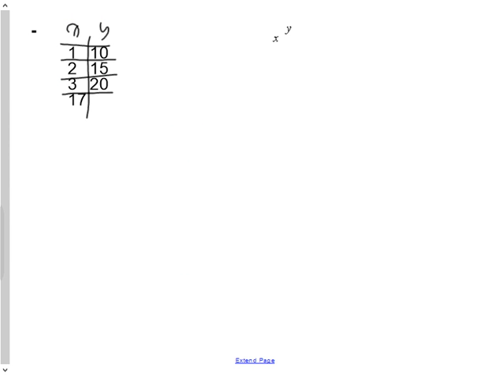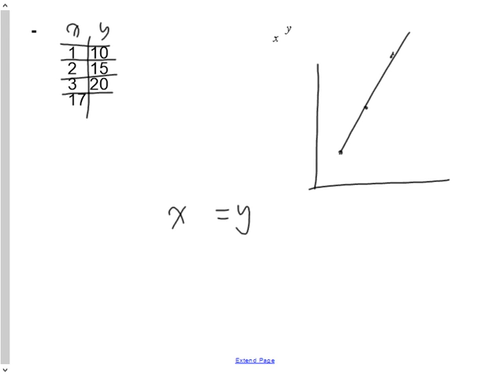Our next question is a linear relation, and you're given a table of values with 3 ordered pairs: (1, 10), (2, 15), and (3, 20). Remember, if we were to graph those, because it's a linear relation, it would look something like this. There's an equation that shows the relationship between x and y. The way we find that equation is to look for the difference in y divided by the difference in x, which is 5. This 5 is the coefficient for x in your equation.